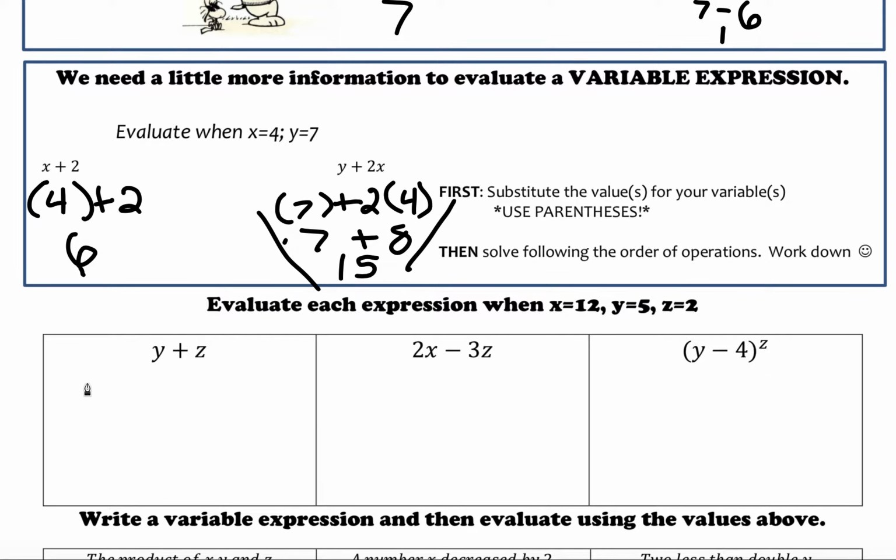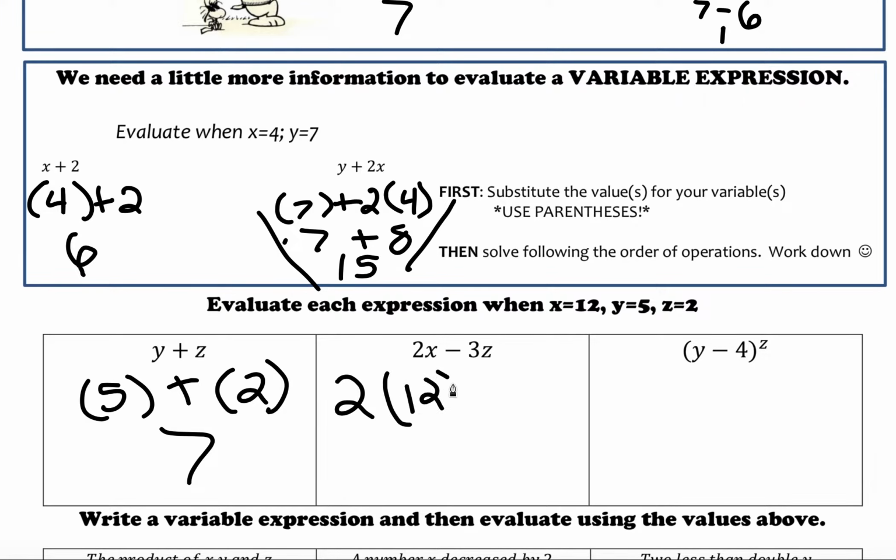So if we're substituting in, y is 5 plus z is 2. 5 plus 2 is 7. 2, x is 12, minus 3, z is 2. 24, 2 times 12 is 24. Order of operations, I do these first. Minus 3 times 2 is 6. 24 minus 6 is 18. As you see, I've worked down.